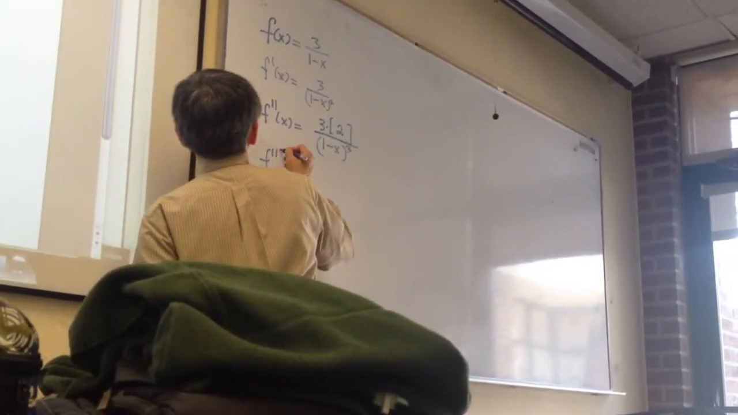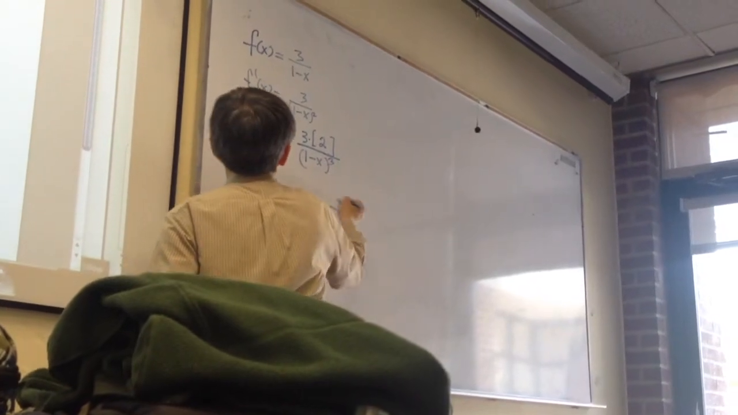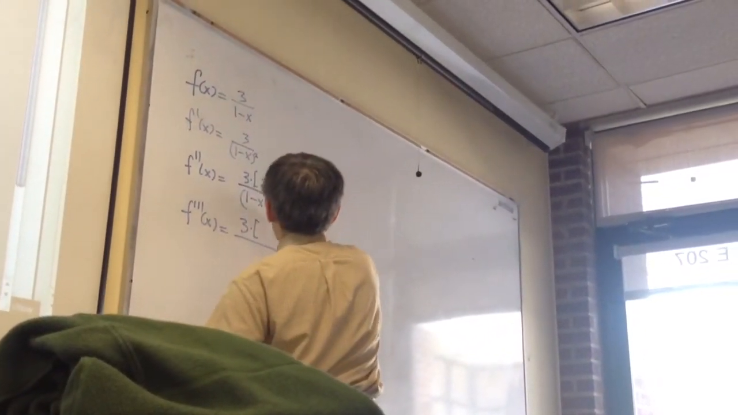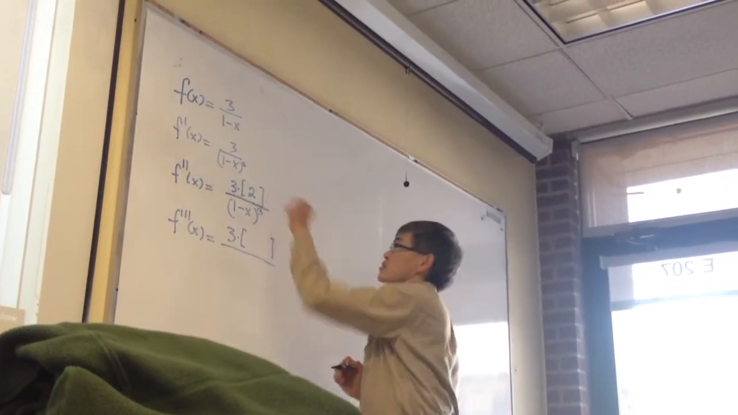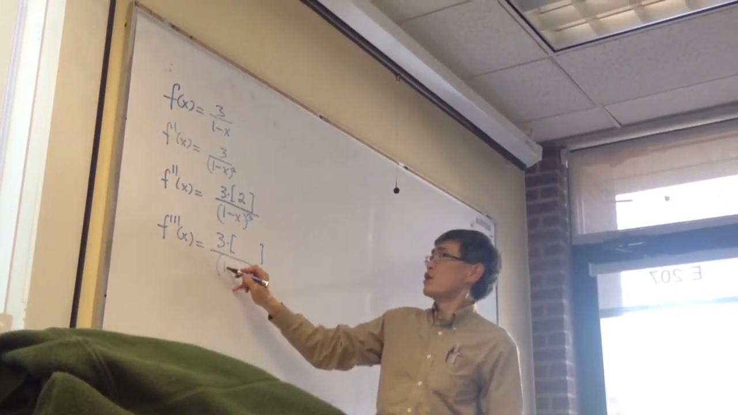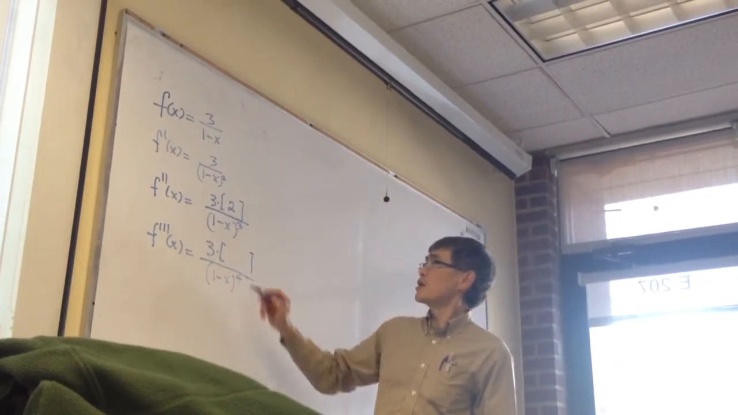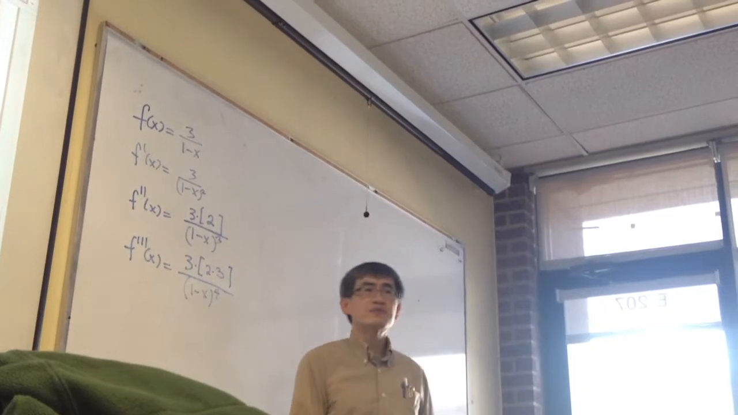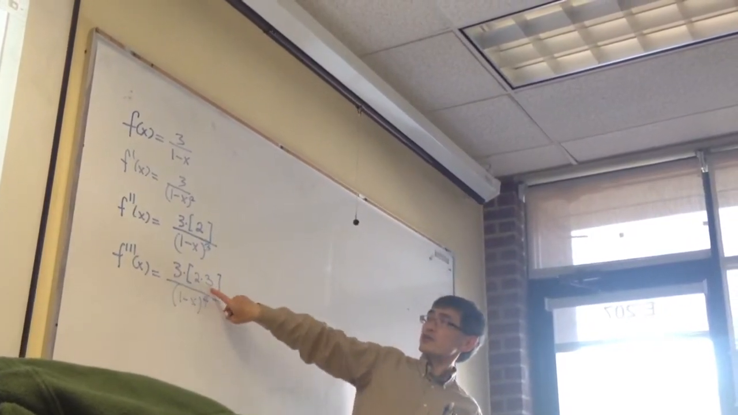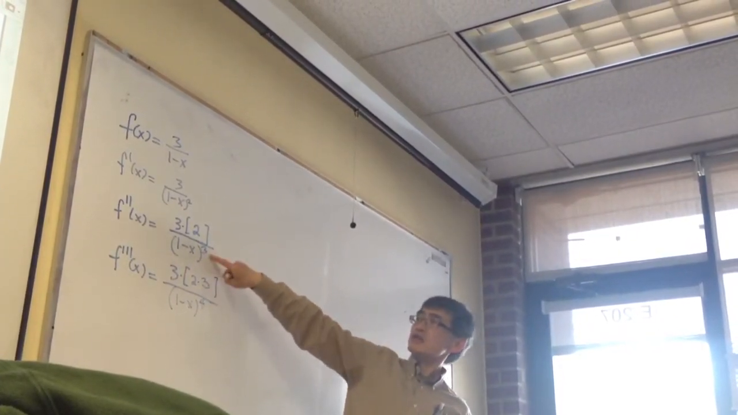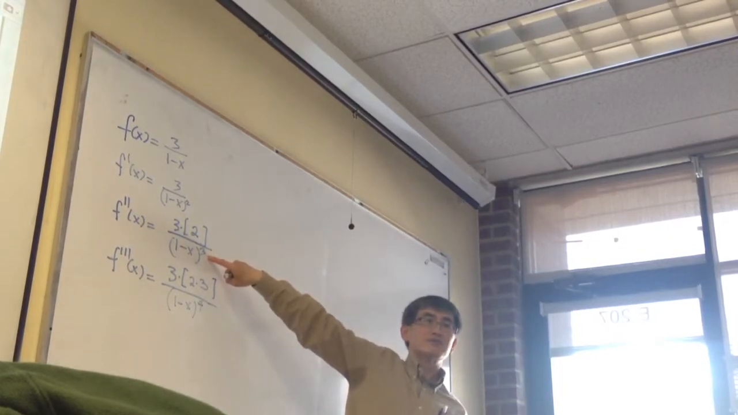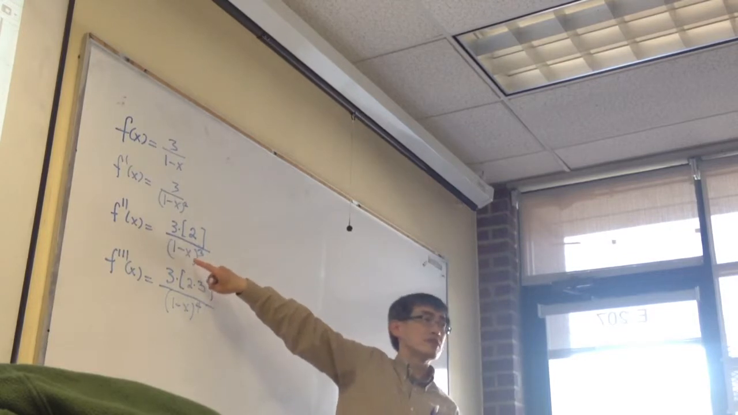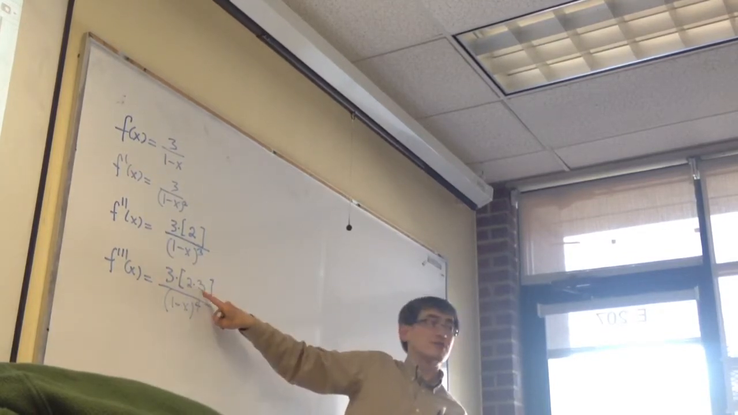F triple prime. You still have this 3 you inherited right at the beginning. But I purposely grouped this extra factor here from the derivative. 1 minus x to the fourth power, and that is 2 times 3. So this extra 3 comes from this negative 3 power. But you also have negative 1 from the chain rule, and therefore you have positive 3.